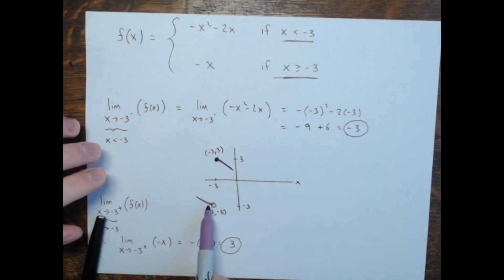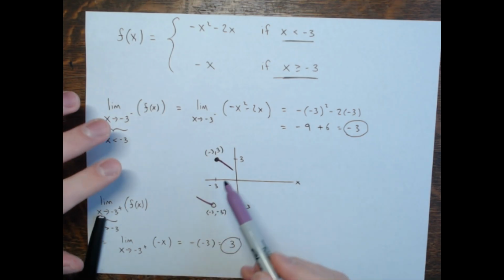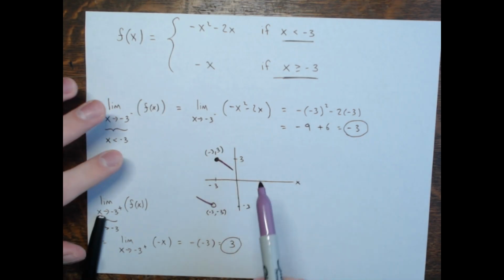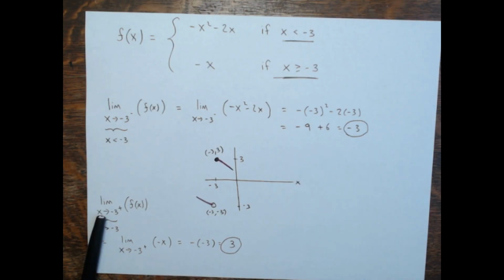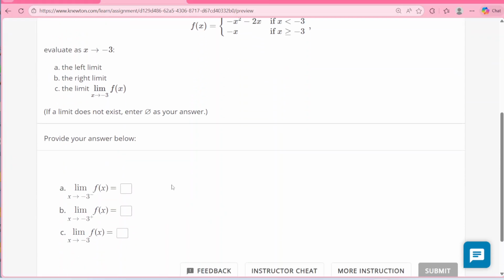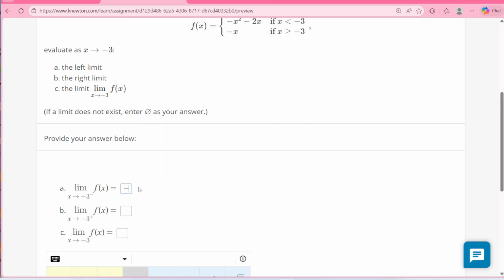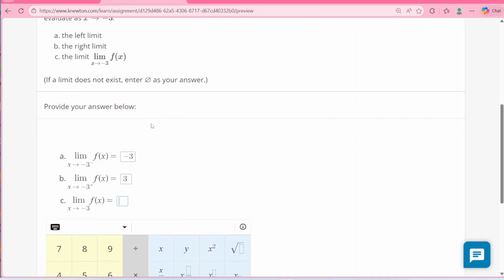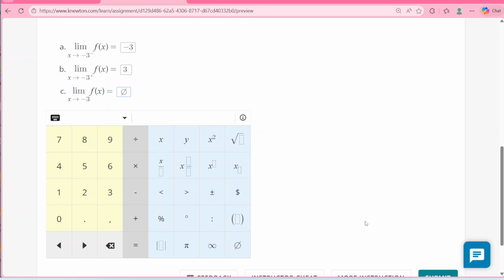So you see from the left side, it'd be approaching this -3 value. From the right side, it'd be approaching this +3 value. Right, so then the two-sided limit doesn't exist because they're not approaching the same location on both sides, right? So from the left, -3, from the right, +3, and then again, does not exist for the two-sided, so I'm putting that empty set symbol.